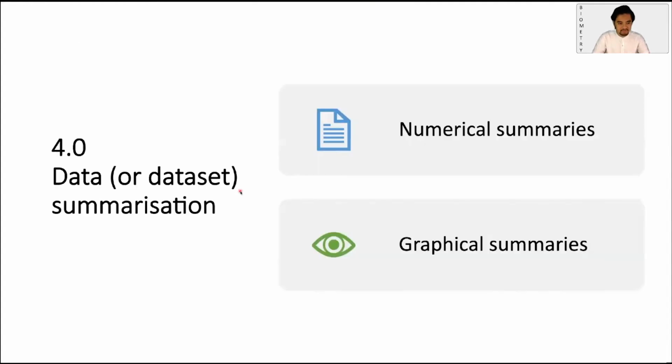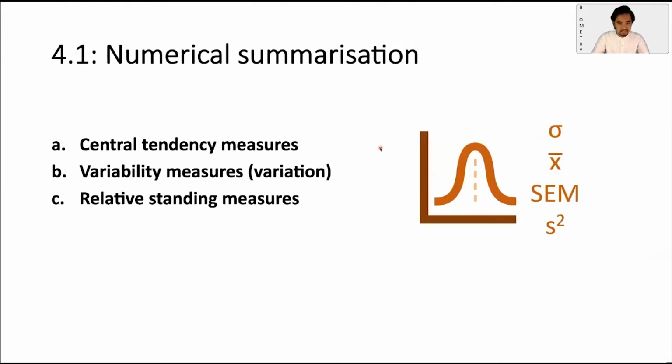Okay, data summarization. I'm going to introduce you to the numerical summaries. There are two types of data summarization. You could do it in the form of a numerical summary, or you could do graphical summaries. I think you pretty much know what a graphical summary is, for example using a bar chart or a certain type of graph. Those are considered graphical summaries. For this video, we're going to discuss the numerical summary.